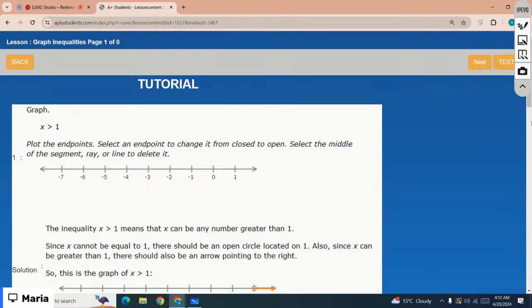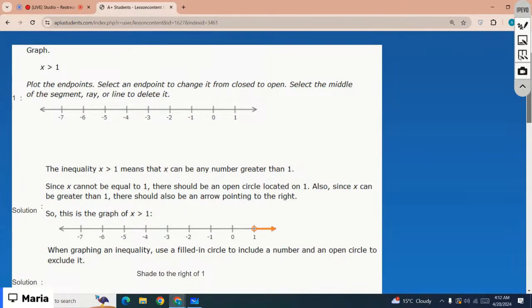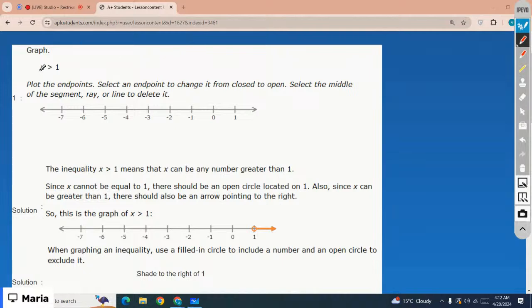So how do we make this graph? Three things you need to see here. x is greater than 1, right? That means you must have an open circle on 1 because x is not equal to 1. Open circle means 1 is not a solution of the inequality. Also, the graph is pointing to the right-hand side because all the values are greater than 1.